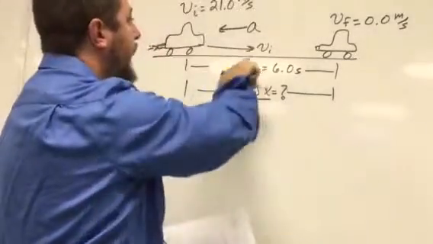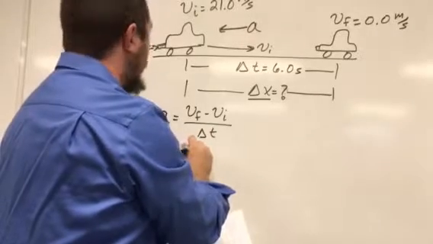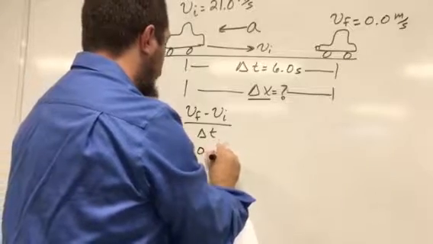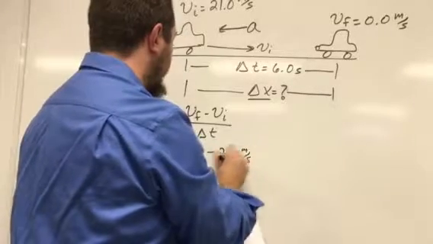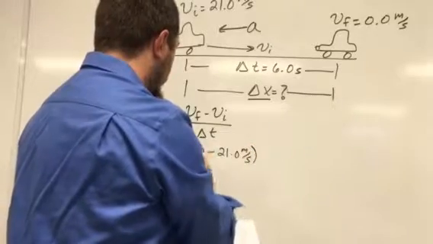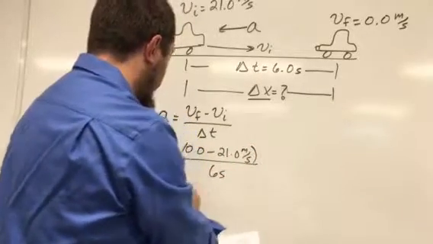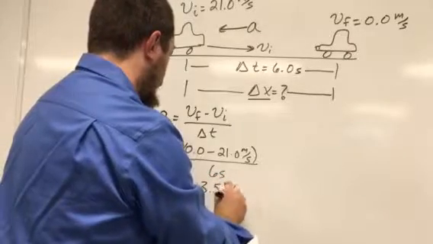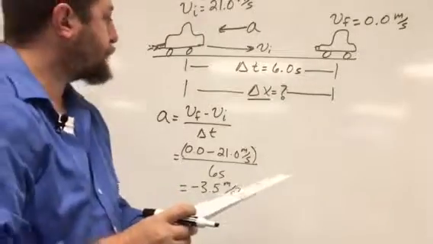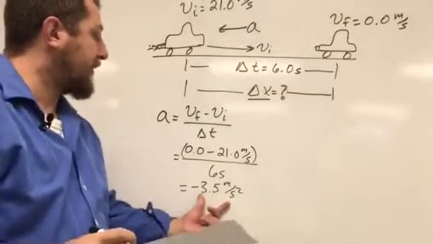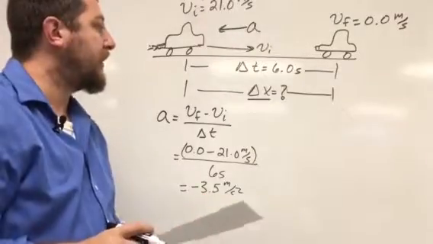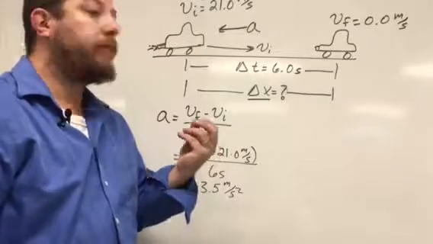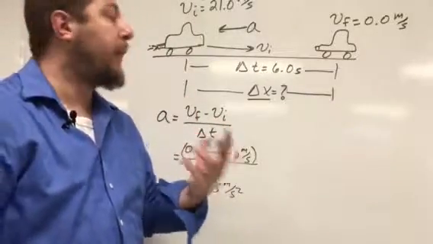And so I can find my acceleration this way, and this is going to be VF is 0 minus 21.0 meters per second. And if I divide that by 6 seconds, my acceleration is going to be negative 3.5 meters per second squared. And now that I have this, now that I have my acceleration, I can actually calculate what my displacement is. I can actually calculate it by either method, okay, by either method.